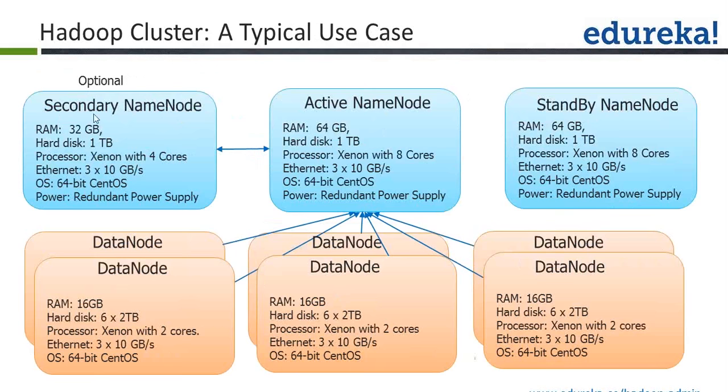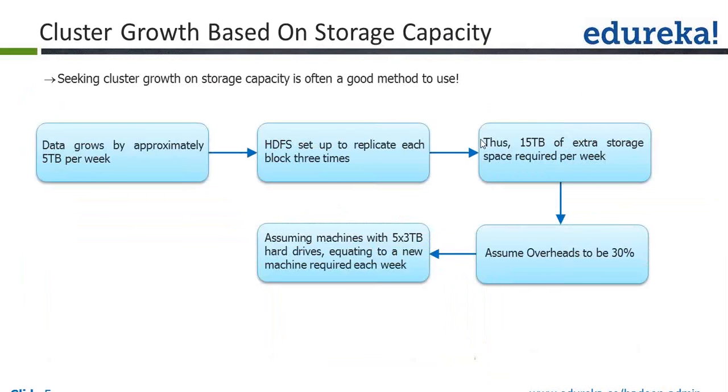Secondary name node does a lot of things, and people call it a checkpointing node also. You can do a Google search of what a checkpoint node is. This functionality is replaced by the standby node, so that's why it's mentioned as optional here. But in fact, if you have a standby node, there's no requirement for a secondary name node. So this is your entire cluster. The name nodes will be internal to the cluster. The name nodes cannot be external to the cluster.